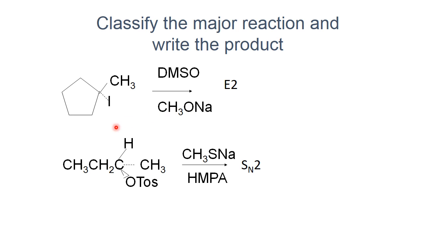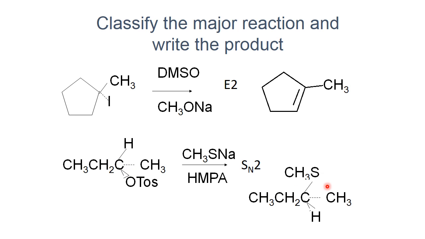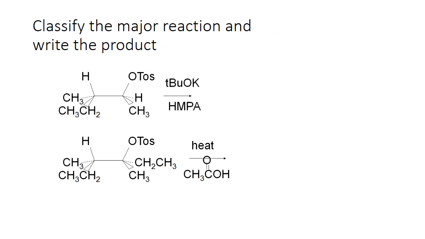The product here will be that this methoxide removes a proton from this, and it's going to make the alkene, the most highly substituted alkene. Over here, the nucleophile is going to come in and do inversion on this compound. So what do we get? We get the sulfide here, and we have inversion on that carbon.